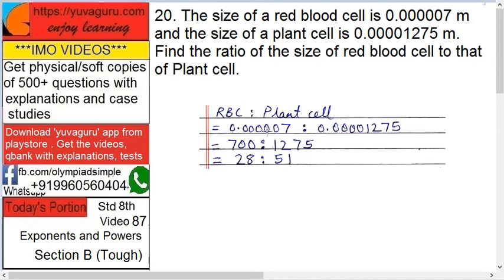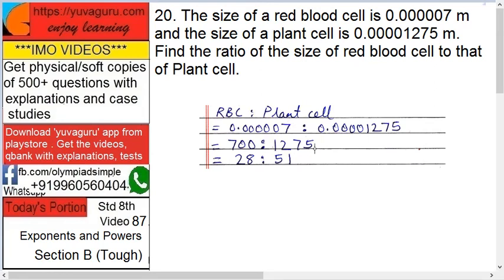0.507 divided by 0.401275. Remove the number of zeros. How many have gone from here? 3 plus 3, 6. How many from here? 3 plus 3, 6, and 2, 8. Okay, so 2 zeros would be added in the numerator.